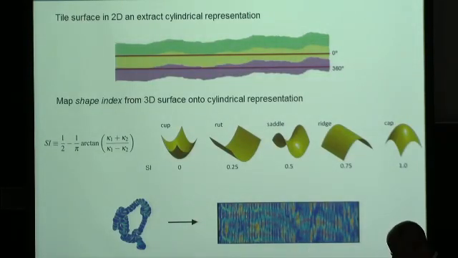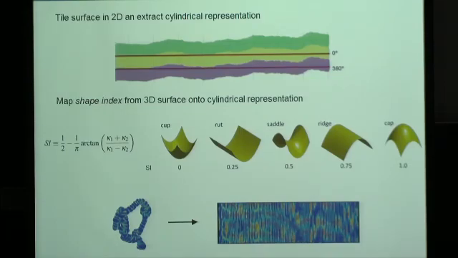So once we've run the Ricci flow, then we tile the surface in 2D and extract a cylindrical representation. Going left to right, this is the length along the colon or along the cylinder, and then you have an angular representation that goes around from 0 to 360 degrees. Then what we do is map the shape index from the 3D surface onto this image.